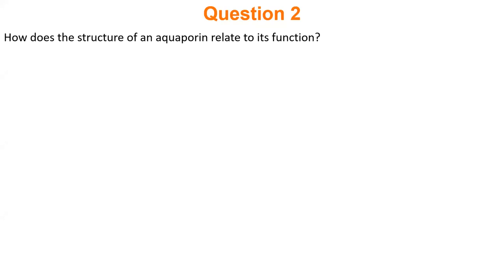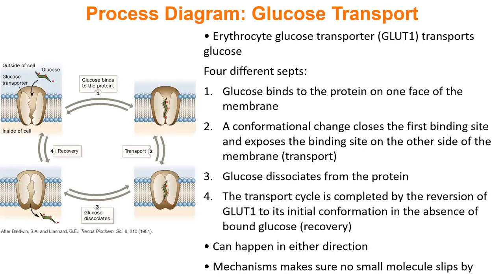So make sure when studying, and even though I don't have this question after every single protein, you should really get into the habit of asking yourself, why are these amino acids present? What are these amino acids doing to help the function of the protein? So make sure you can do that and you can answer questions like that. But for the sake of time, we're going to move on right now and talk about some more examples of transporters.